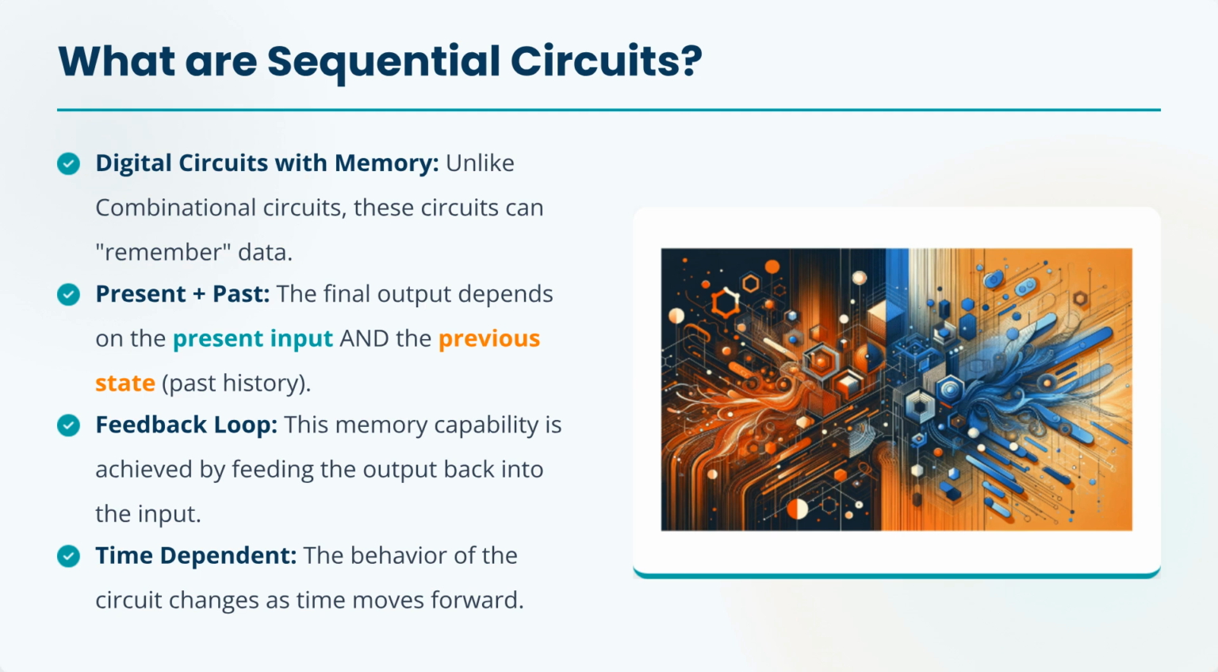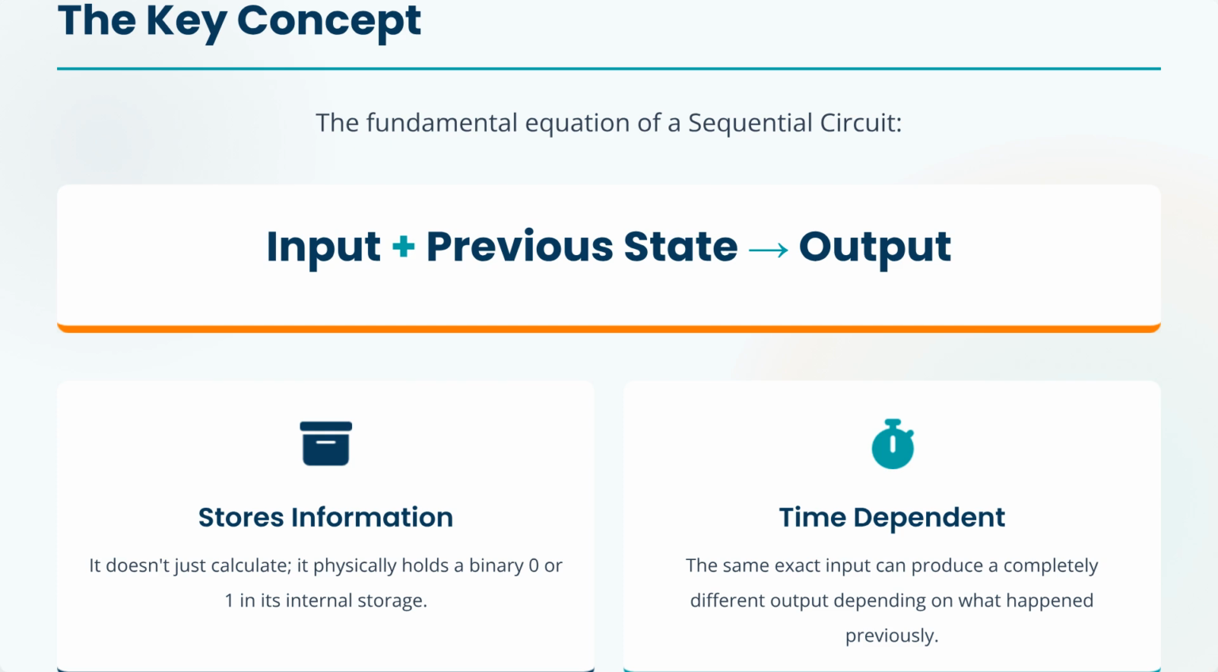Sequential circuits are digital circuits with memory. Their final output depends on the present input and the circuit's previous state. This capability is achieved through a feedback loop, making them time-dependent. The key concept is that the output relies on the input plus the previous state.